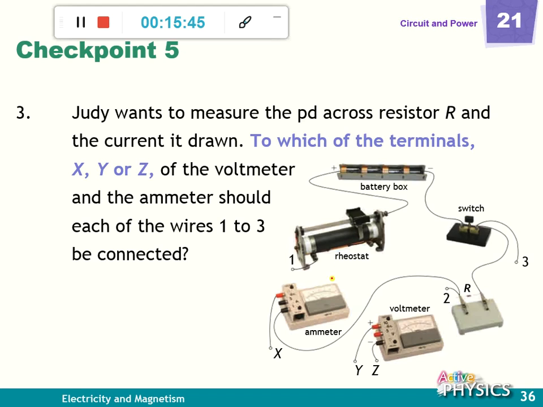Okay, part C. One should measure the PD across resistor R. To which of the terminals X, Y, Z of the voltmeter and the ammeter should each of the wires 1 to 3 be connected? Okay, now look at this. Starting from the battery positive, this goes to the rheostat. The rheostat is a variable resistor, and then come into it, move along a very long wire, and then come out of it. Okay, and then we want to measure the current.